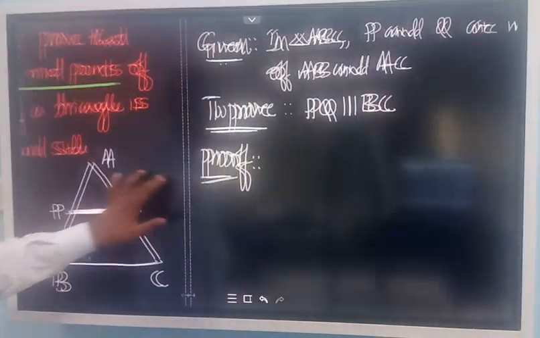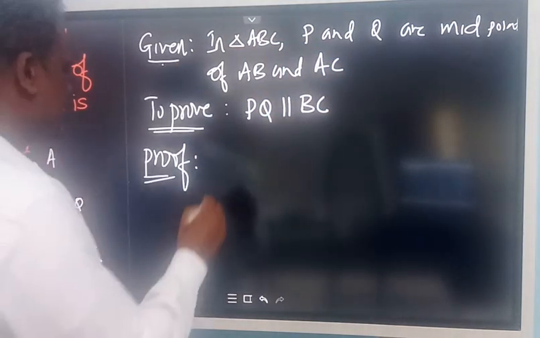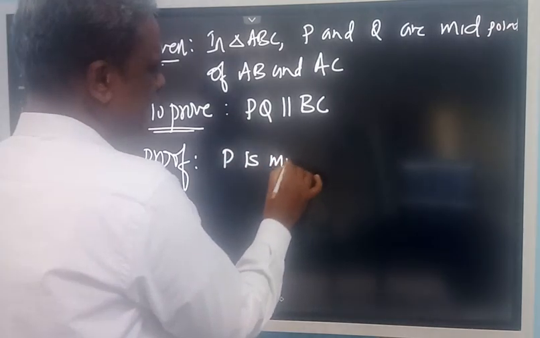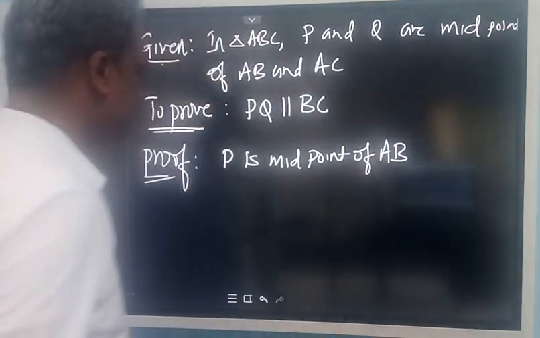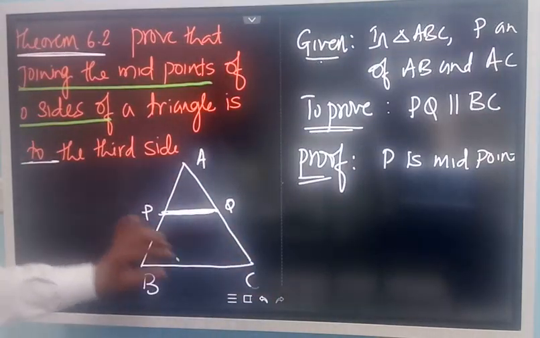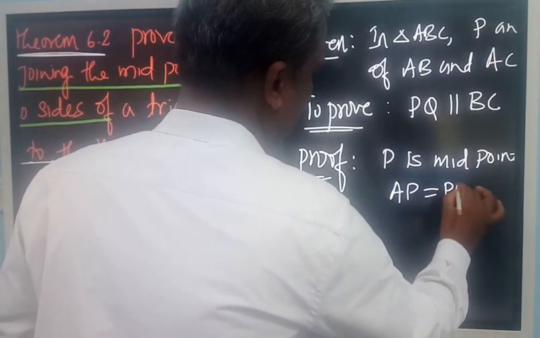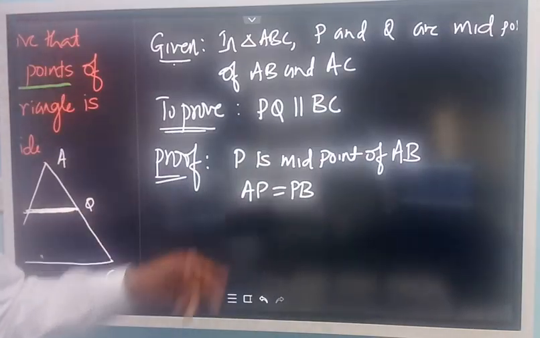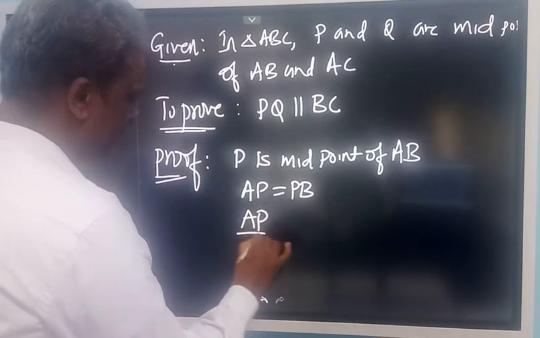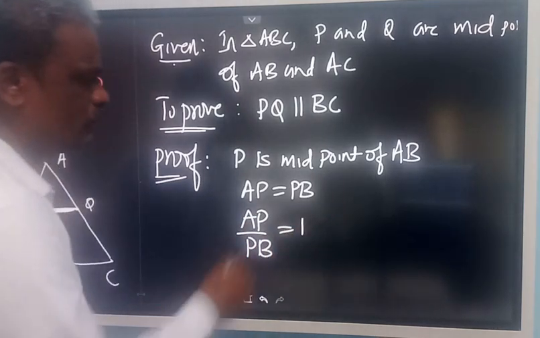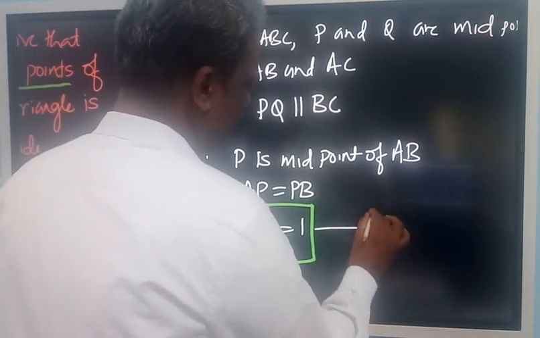Use the data that is given here. P and Q are the midpoints of AB and AC. So here given P is midpoint of AB. What does that indicate? P is midpoint of AB means AP will be equal to PB. I can write AP is equal to PB. Understood? Because it's a midpoint. Transfer this to the denominator. I can write AP by PB is equal to 1. Both are same. So you call this as equation number 1.